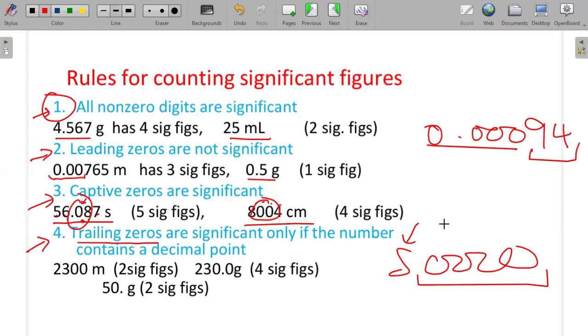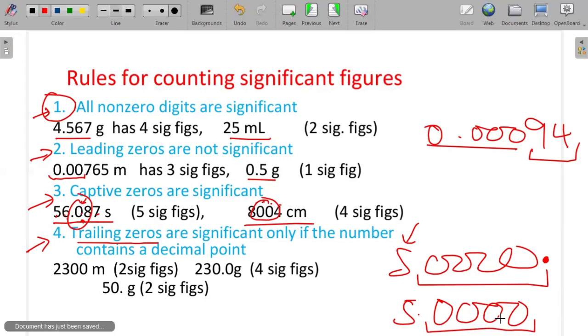The trailing zeros are only significant if the number contains a decimal point like this. If this number contains a decimal point, then I'm going to count these zeros as significant. But if this number is just like this, no decimal point here, then I can't count these as significant. I'm going to say these ones are non-significant. Therefore, this one has one significant figure. But this one here with the decimal point has 1, 2, 3, 4, 5. It has 5 significant figures.